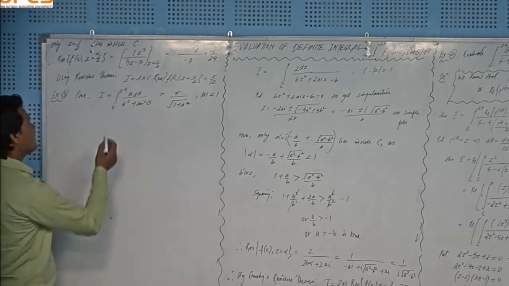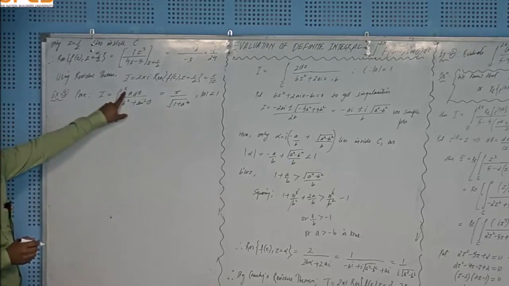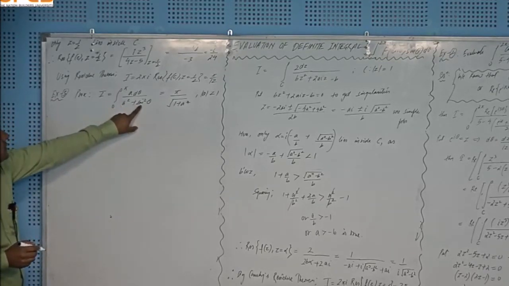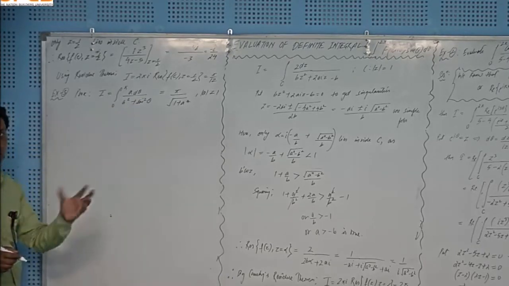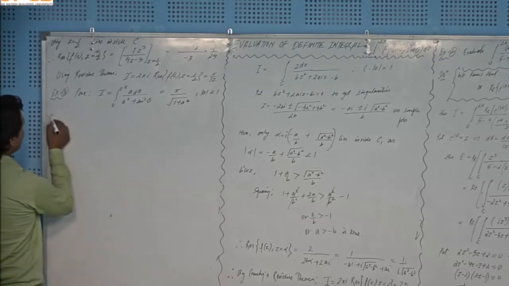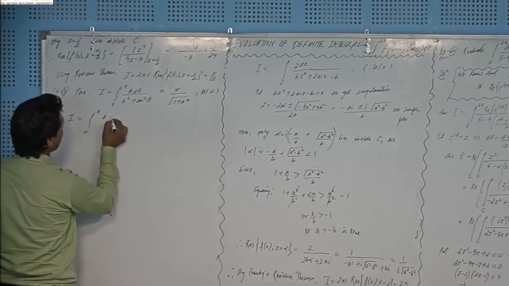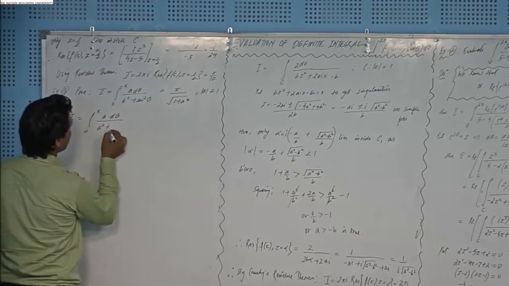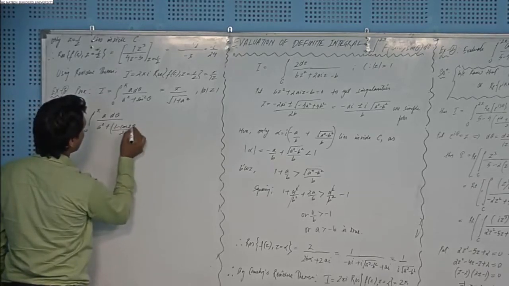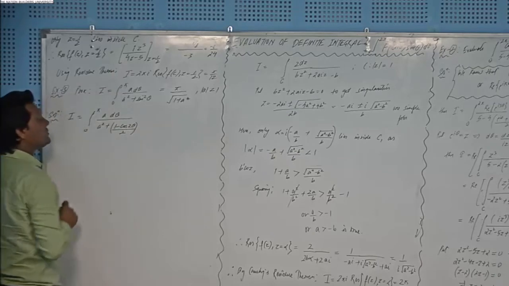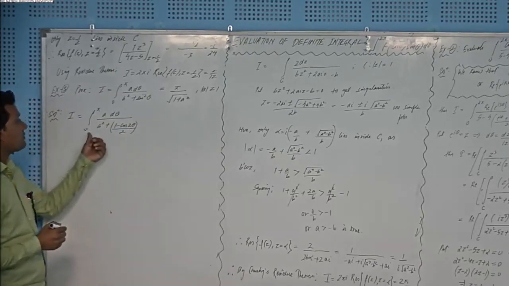First, you should take care of this thing. This is pi, it should be 2 pi, right? In order to get 2 pi as the upper limit, I will replace sine square theta by 1 minus cos 2 theta over 2, and then I will use the substitution 2 theta equal to t. Solution: I equal to integral 0 to pi of a d theta over a square plus (1 minus cos 2 theta) over 2, right? After using this formula, if I substitute 2 theta equal to t, then my problem will be resolved.